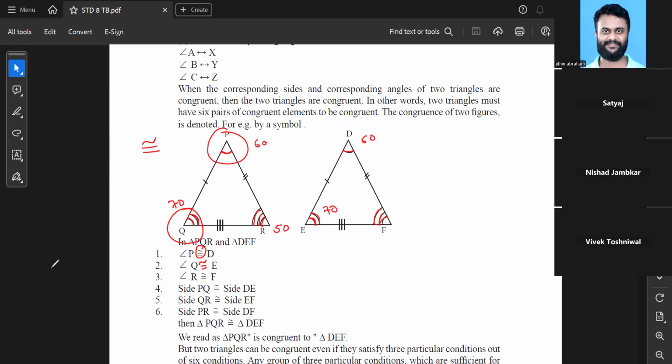This goes for angles. Now, like how angles are congruent, the sides should also be congruent. In this case, PQ is congruent to DE. So in order to show the congruence, what we can do, we can draw a small strike over here. And similar to that, same strike हम लोग दूसरे triangle में भी बनाएंगे. This strike shows that this particular side is equal to this particular side. It's congruent to this particular side.